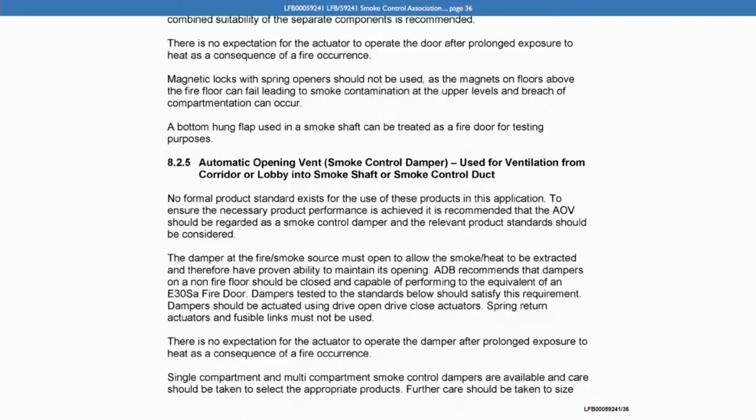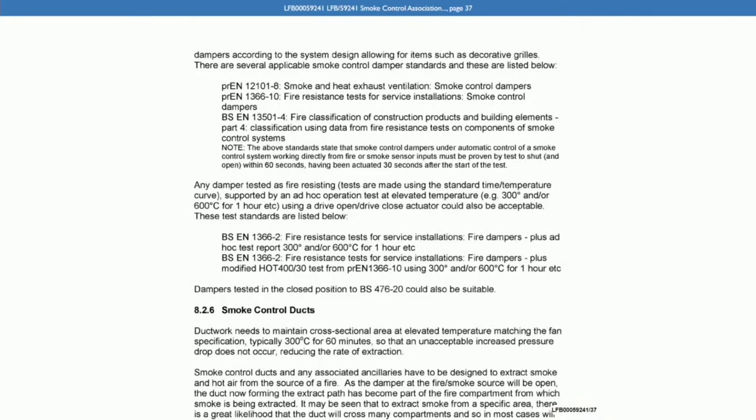But then it goes on, and if we go over the page at 37, if we pick it up second line down, it says there are several applicable smoke control damper standards and these are listed below. So those are some of the smoke control damper standards we've looked at. And then below that, it says this: any damper tested as fire resisting, tests are made during the standard using the standard time temperature curve, supported by an ad hoc operation test at elevated temperature using a drive open, drive close actuator could also be acceptable, and these standards are listed below. And then right at the bottom, it says dampers tested in the closed position to BS 476 Part 20 could also be suitable.